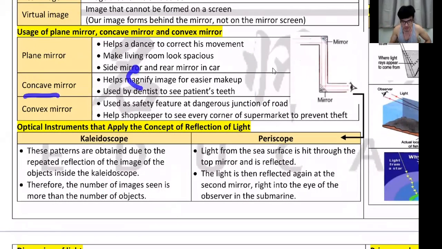Concave is when you want to magnify something, when you want to zoom in on something. It's used by dentists. Convex is to zoom out on something. That's why you use it in the supermarket and at dangerous junctions. Your blind spot mirror, basically.